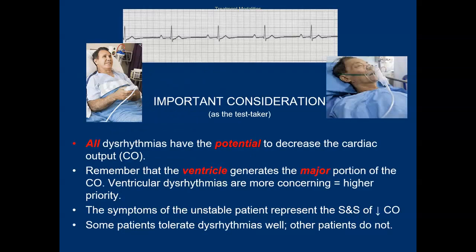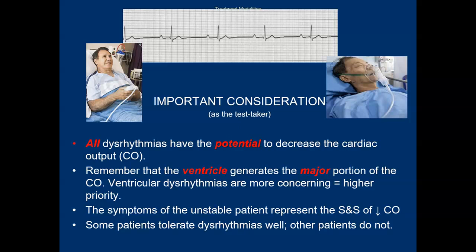Now, when we talk about the big picture of the patient, we're looking at the important considerations that you, the test taker, have to remember. And that is that all dysrhythmias have the potential to decrease the cardiac output. Remember, those signs and symptoms, especially if they're hemodynamically unstable, can really be a sign that there is very poor perfusion, that this dysrhythmia has indeed not only caused a low cardiac output, but now the patient is displaying signs and symptoms of a decreased cardiac output.